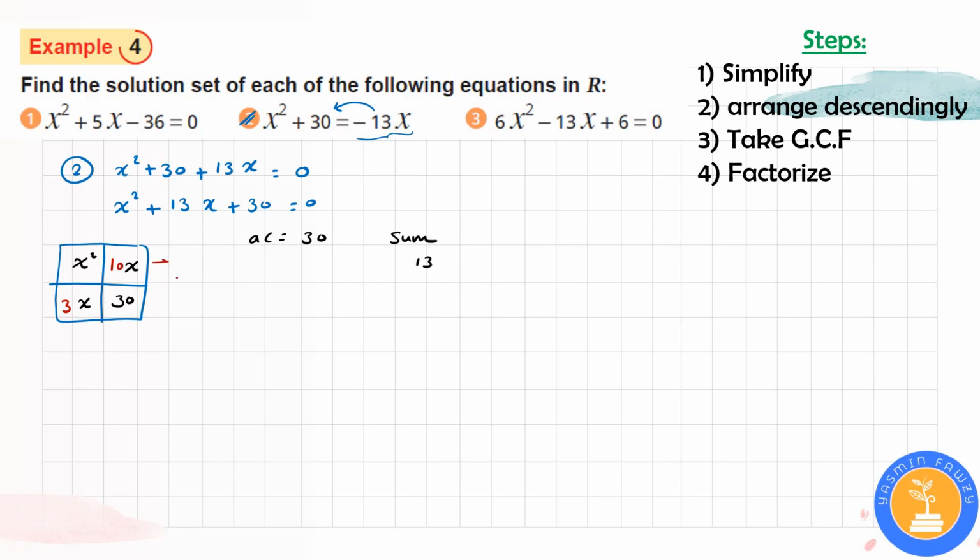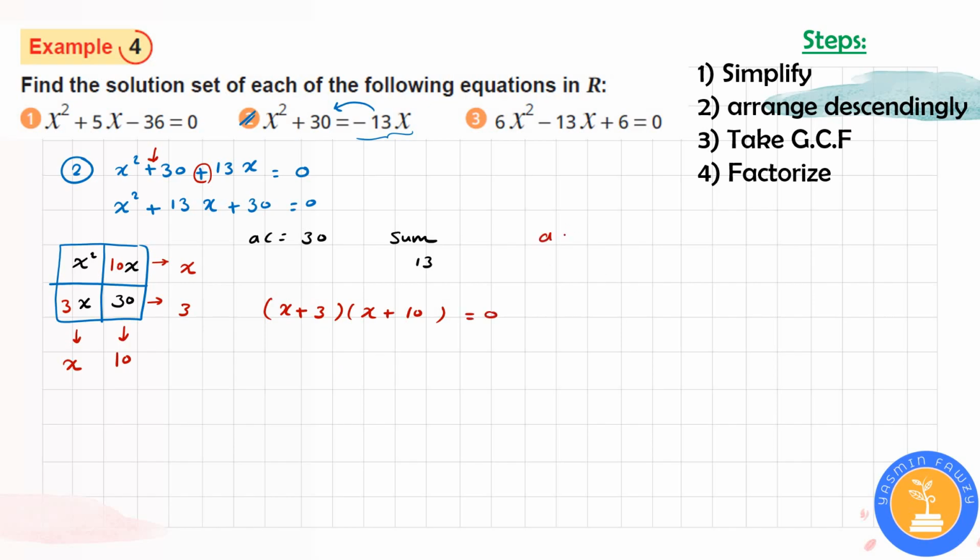Okay, so what's the GCF here? Only x. What is the GCF here? It will be 3 only. What about here? In this column, it will be only 10. What about this column? It will be only x. So the two factors are going to be x plus 3 and x plus 10. Okay, same sign as the middle. It will be plus and plus. Both of them equal 0.